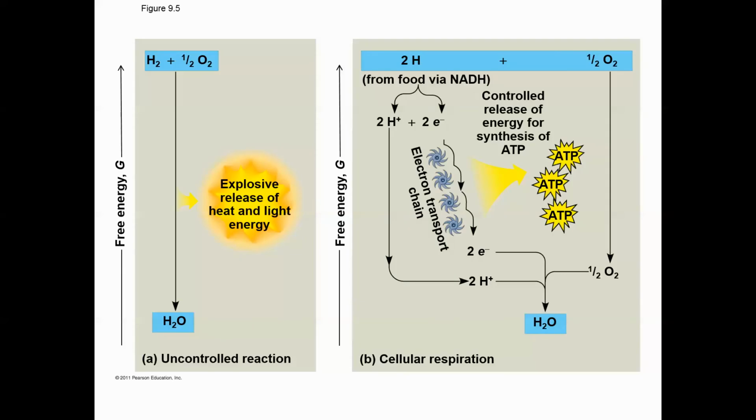So if this were an unregulated reaction, if water was instantly formed and the electrons from hydrogen instantly went to oxygen, we'd have an explosive release of heat and energy. But in the case of cellular respiration, we're going to run those electrons down an electron transport chain, and they will release energy slowly every step of the way down these electron carriers, and that energy will be harvested to generate ATP, and eventually we're still going to get water at the end of that reaction.